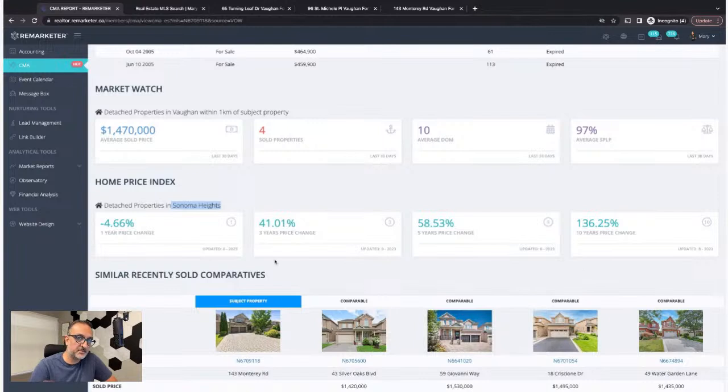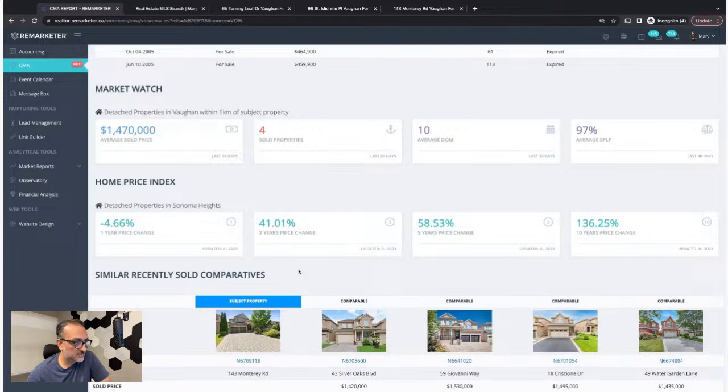So for properties that are in the GTA, we have that information available, and it's explained and shown to you as well. So the 1 year price change for detached properties in this neighborhood has been negative. So the prices are going down in this neighborhood for detached properties, at least. The 3-year price change was 41% more. And then we have a 5-year price change, and then we have a 10-year price change as well. So that's the information that we have available in terms of HPI benchmark prices.